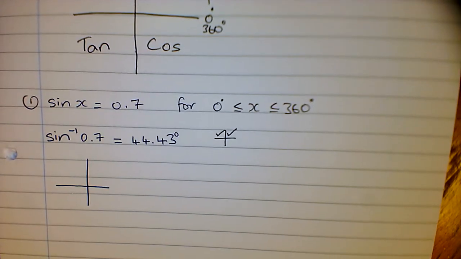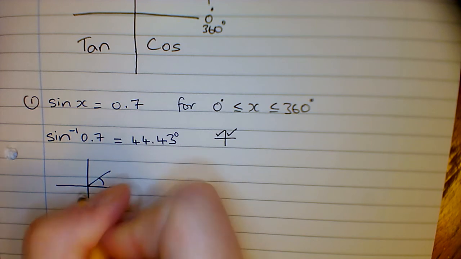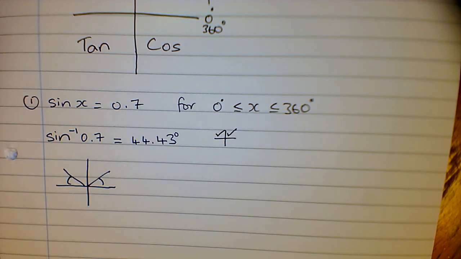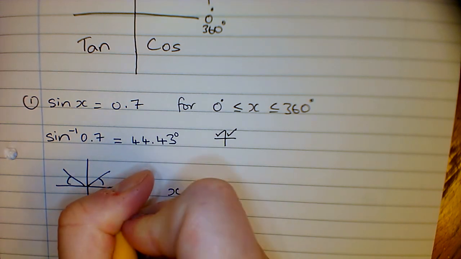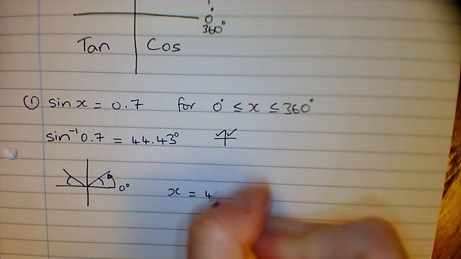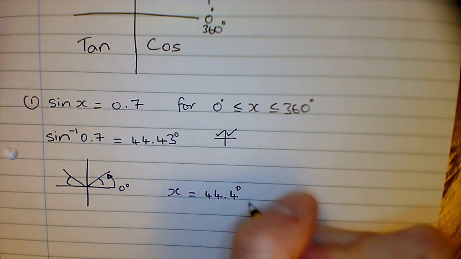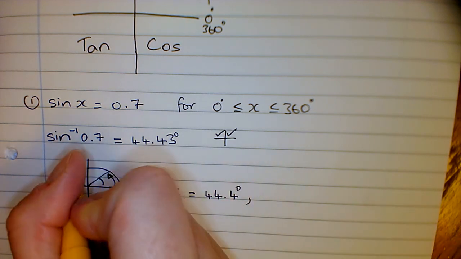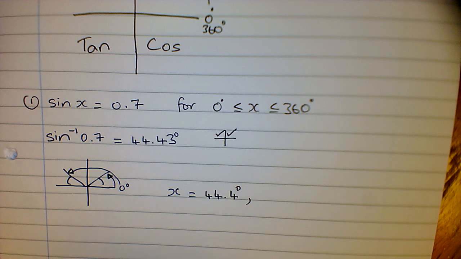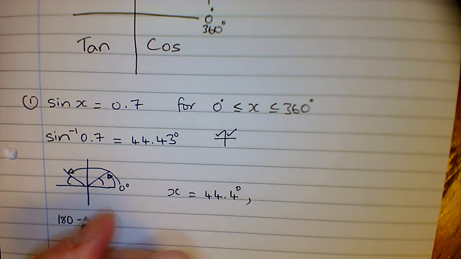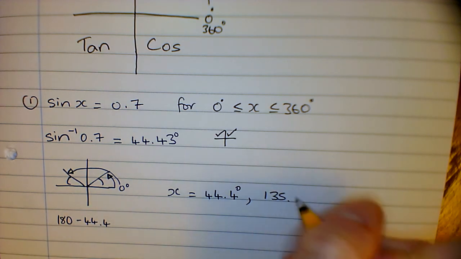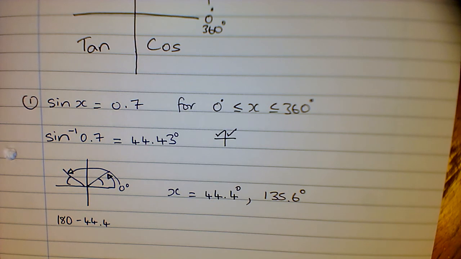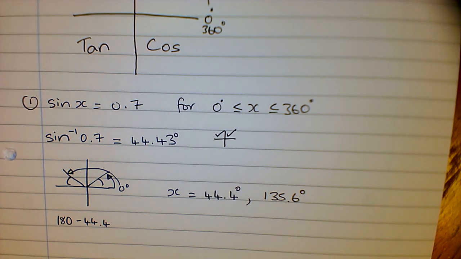Sketch out a wee diagram, and we're going to put our angles in here and in here. So x, we go from 0 around to the first line that we've drawn, which is 44.4 degrees, and we go from 0 around to the second line that we've drawn. Now to get this angle, it'll be 180 minus 44.4, which gives us 135.6 degrees, and that's our two answers for this question.